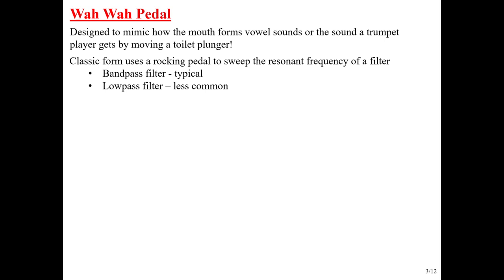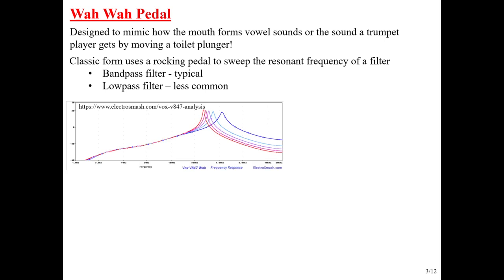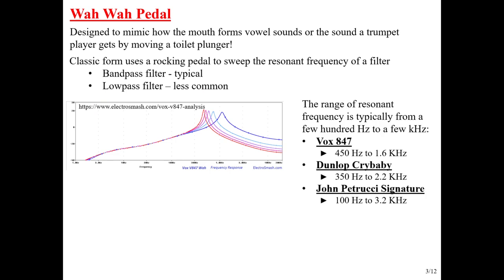I'm not going to go into a lot of the details of this, but we'll hit some of the high points and give you enough to think about how this might be done. There is a lot of detail on the analog circuits that do this at that website I mentioned before, electrosmash.com. And here they're analyzing a particular wah-wah pedal, the Vox V847, which was one of the early ones, if not the first. I'm not sure it was the first, but it's a very classic wah-wah pedal.